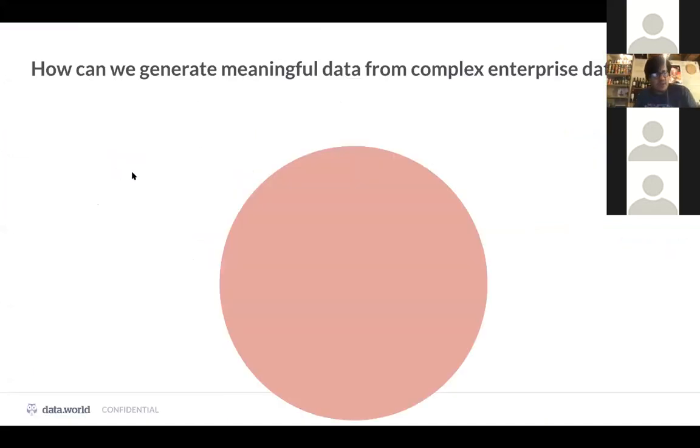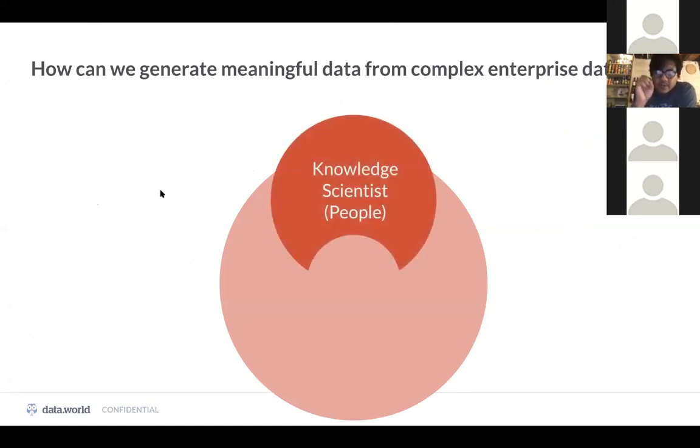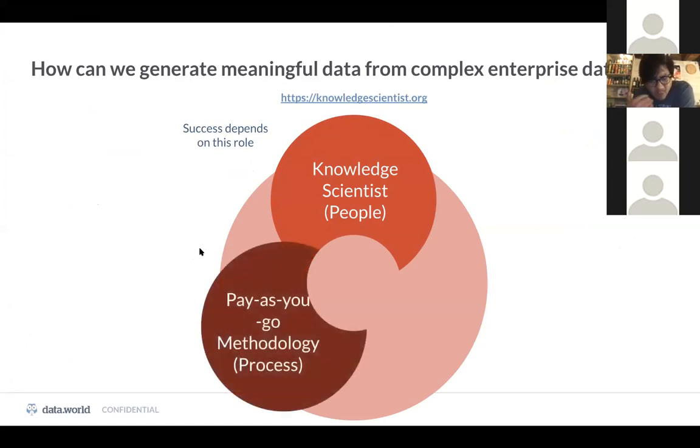So I started this talk almost 50 minutes ago with this question: how can we generate meaningful data from complex enterprise data? First of all, we need people. And I think the people we need is this role that I'm pushing called the knowledge scientist. And everything that I presented up to now depends on this role. We need to have processes. We need to have agile pay-as-you-go methodologies.